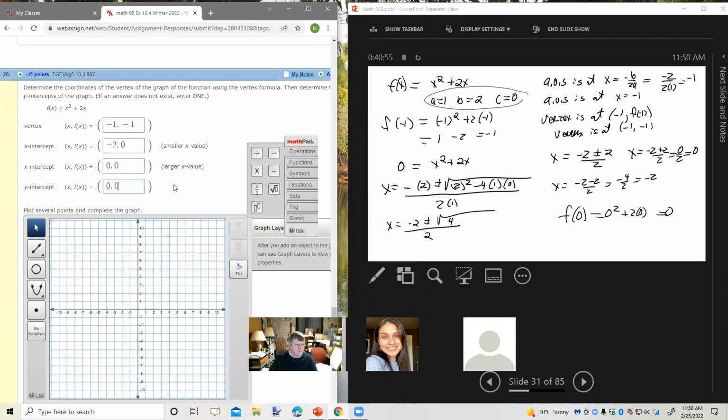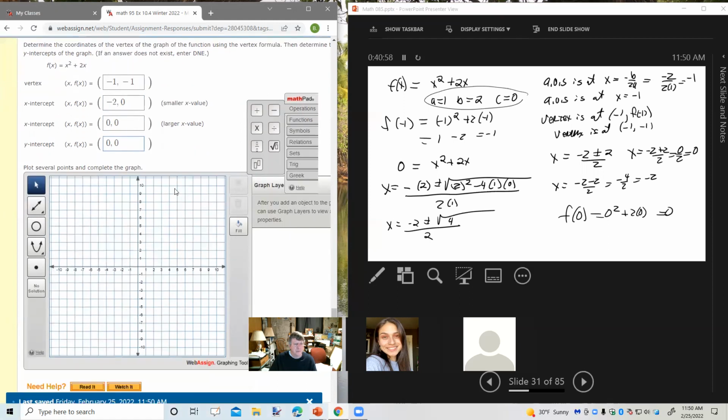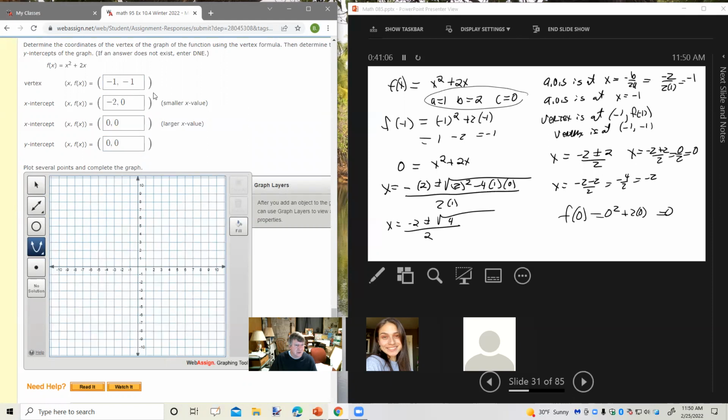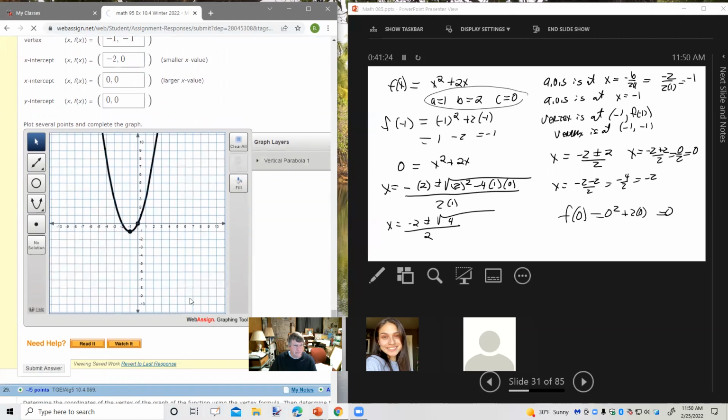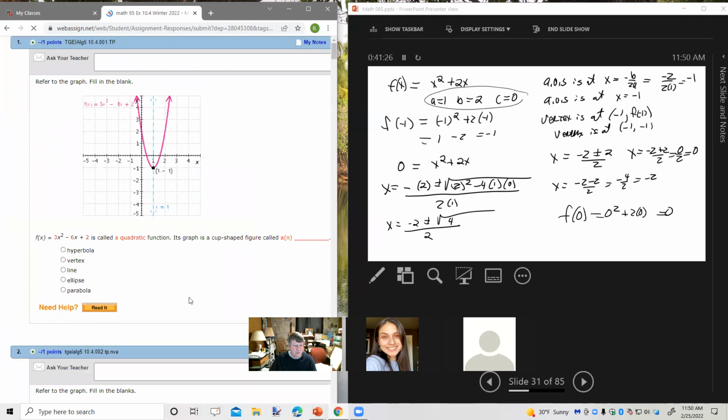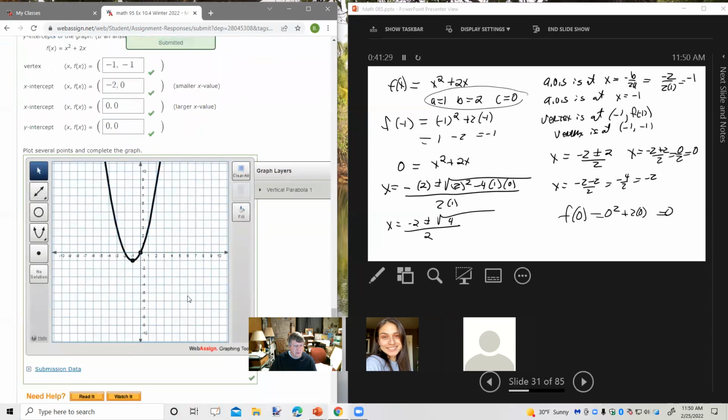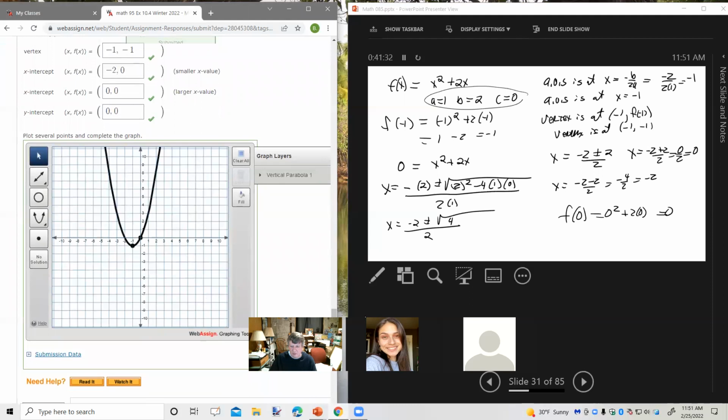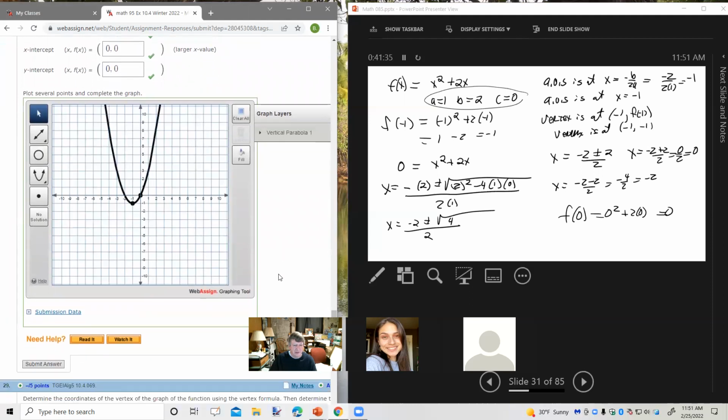All right, now plot several points and complete the graph. Just like before, we want to plot 2 points, the first point of which has to be the vertex. So -1, -1. The second point, I could use any of these. I could use 0, 0 or -2, 0. I'll go ahead and use 0, 0. I'll come over here and confirm, yes, it's where I wanted it to be. Okay. And there you have it. Okay. Any questions about that example?